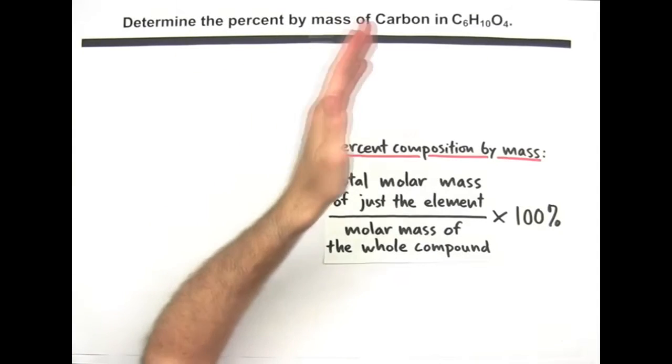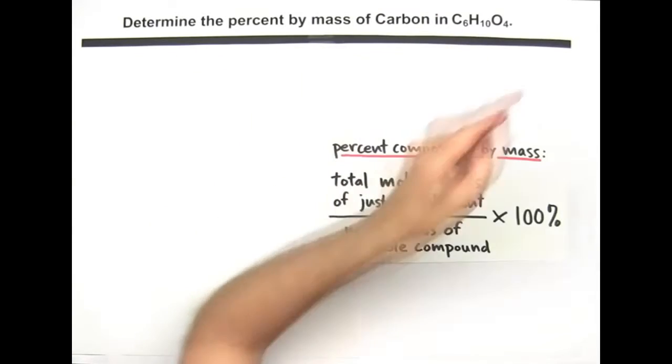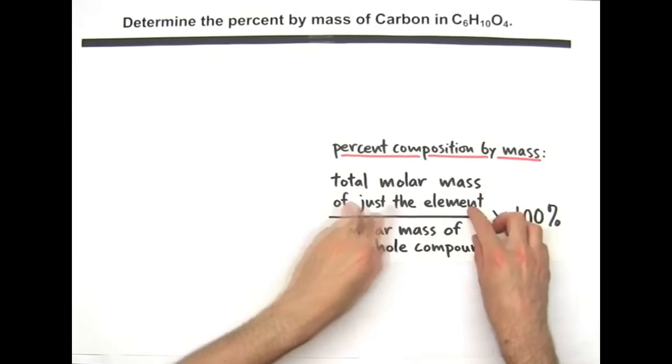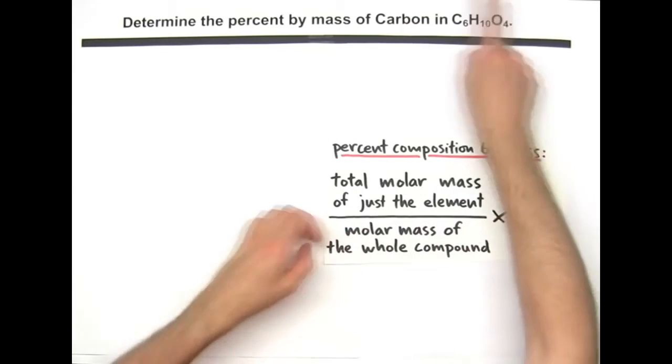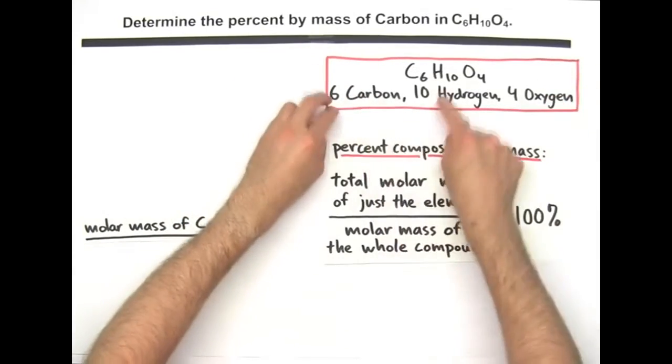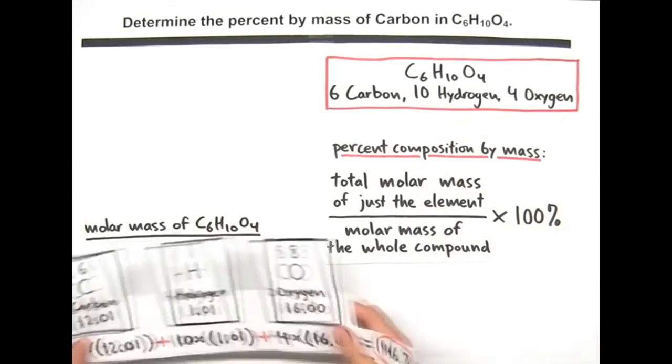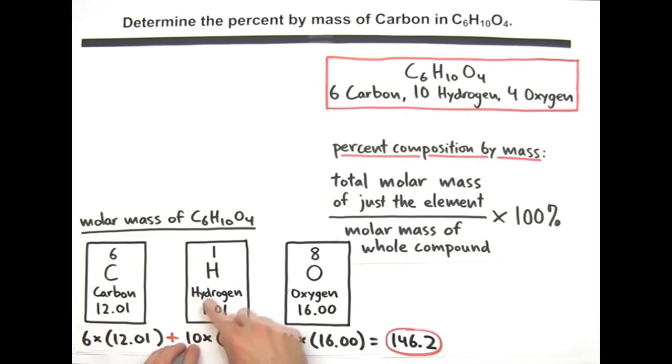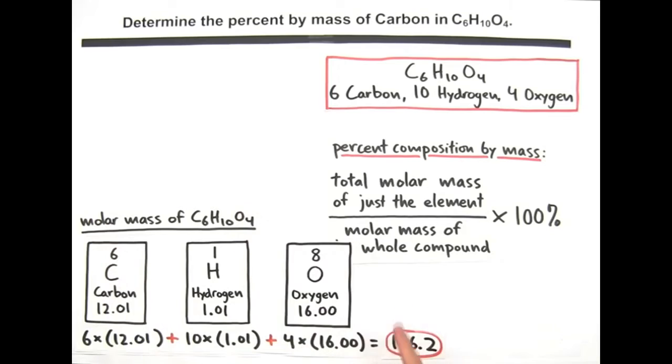Determine the percent by mass of carbon in C6H10O4. 2 things we want to keep in mind: the total molar mass of just the carbon, and then the molar mass of the whole compound. We'll start with the molar mass of the whole compound, which contains 6 carbons, 10 hydrogens, and 4 oxygens. So we will add their molar masses together and get 146.2, the molar mass of all of them added together.